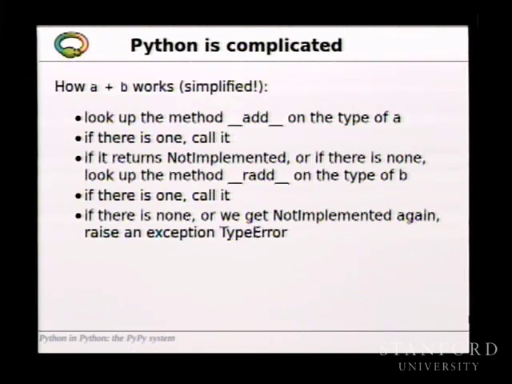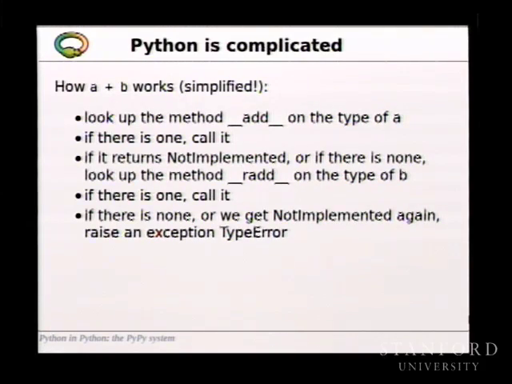So yes, Python is complicated. For example, a plus b works like this. This is a very simplified version. It means basically you have to look up the method called __add__ on the type of a and call it. That allows you to define your own class, and just by putting a method __add__ on the class, the instances of the class become addable with another object.